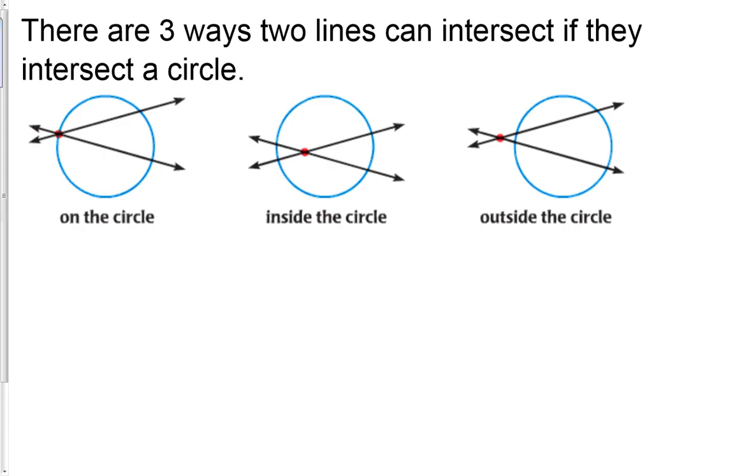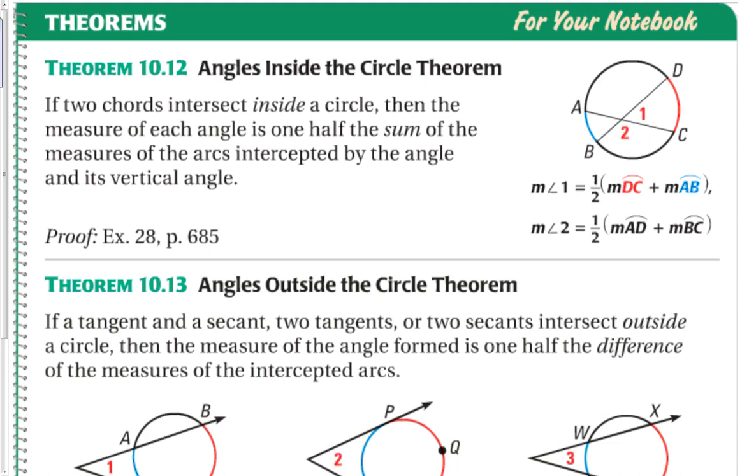One last part: there are 3 ways 2 lines can intersect if they intersect a circle. We can intersect inside the circle like we did in the last lesson, on the circle like we have done in this lesson and last lesson, or outside the circle. So we've dealt with 2 of the 3 cases. Sorry, two other cases, right? Inside the circle we are dealing with right now.